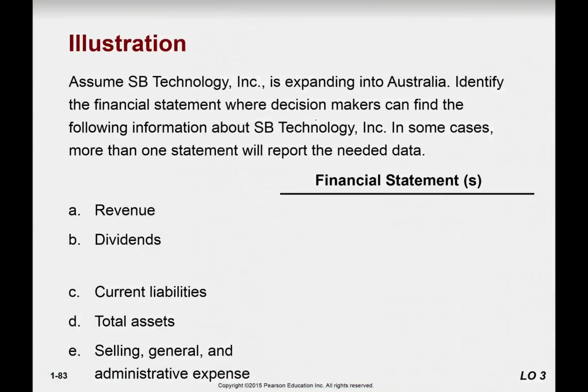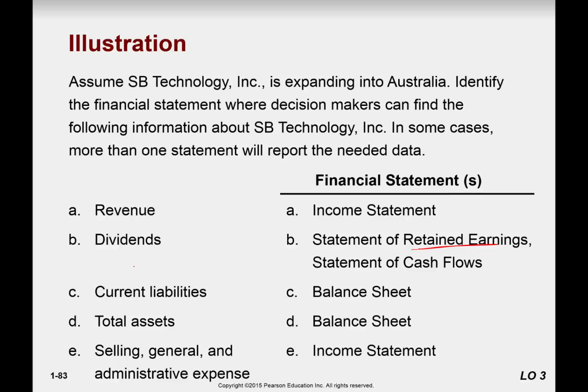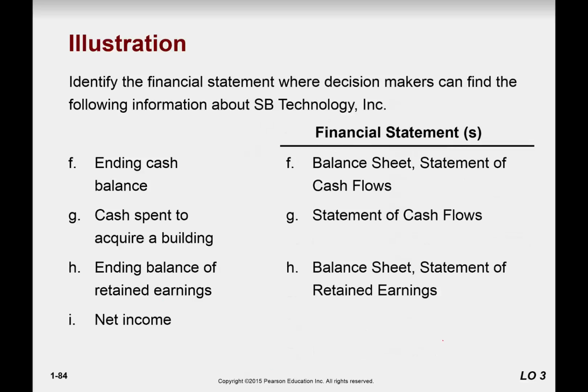Now let's go through this activity. If you are in slideshow mode, you will see revenues are reported on the income statement. Dividends are on the statement of cash flows and the statement of retained earnings. It's part of the formula. Your current liabilities are in your balance sheet under liabilities. Your total assets are also in your balance sheet. And SG&A, selling, general, and admin expenses are part of your income statement. And then you can go ahead and make sure that you understand where all of these pieces lie.